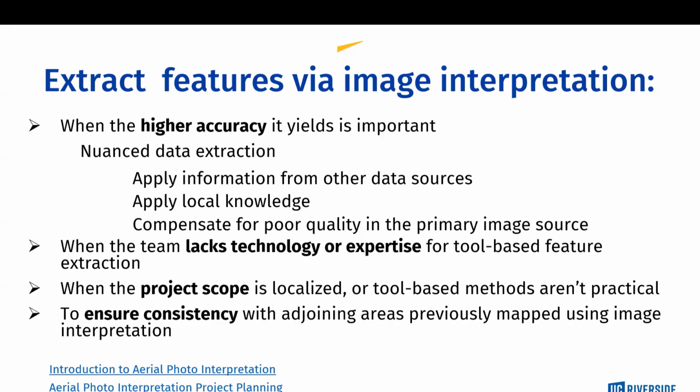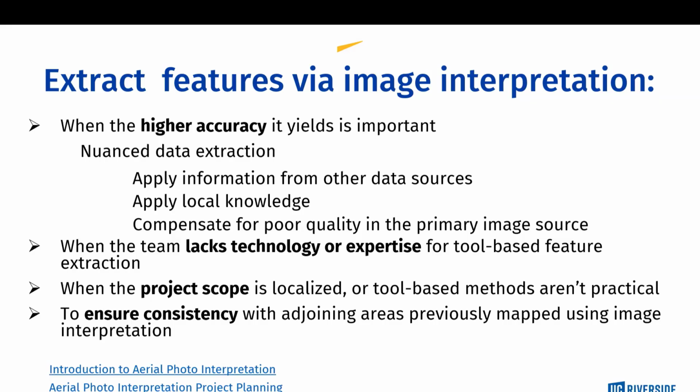So if that higher accuracy is important, you might want to go the image interpretation route. Again, because people with their brains can use nuanced decision making about applying information from other data sources, applying local knowledge. They can compensate more readily, perhaps, for poor quality in the primary image source by using supplemental imagery or things like that that might not be built into the plan for image classification.